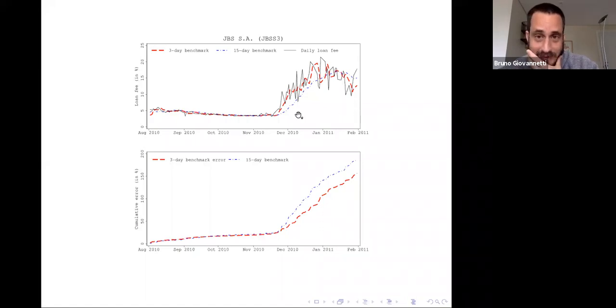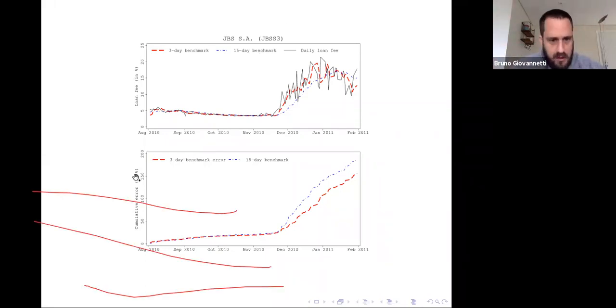This picture makes clear that in periods of stable loan fees, there is not much of a difference. But in periods of volatile loan fees, which are the relevant periods for short sellers, it's pretty different to observe this 3-day benchmark compared to the 15-day benchmark. This is the cumulative prediction error of someone trying to nowcast the daily loan fee using the 15-day benchmark and the 3-day benchmark. It's also important to mention that since short sellers did not observe the daily loan fee, they were not able to estimate fancy prediction models using past benchmarks.